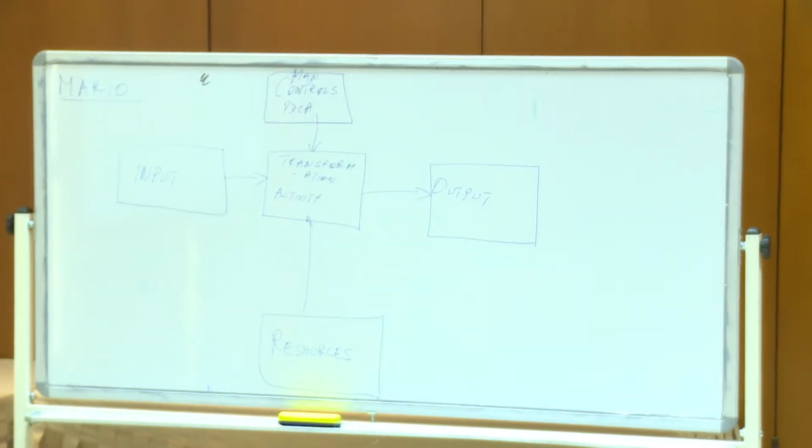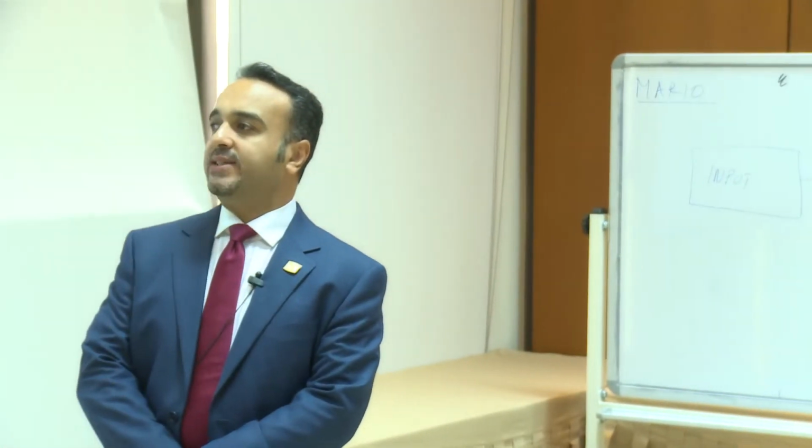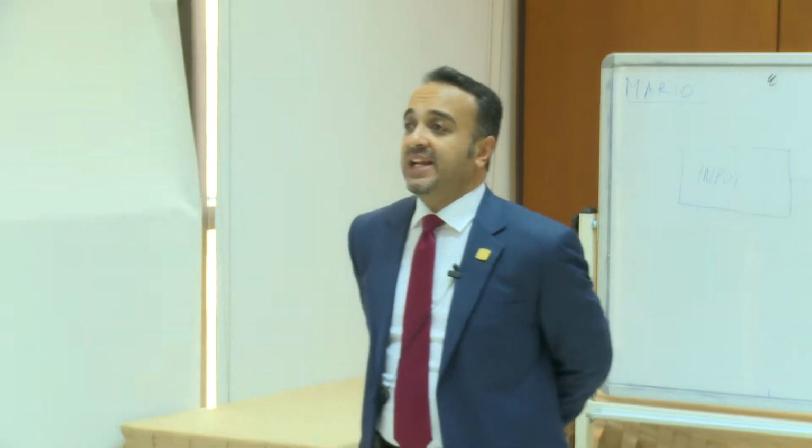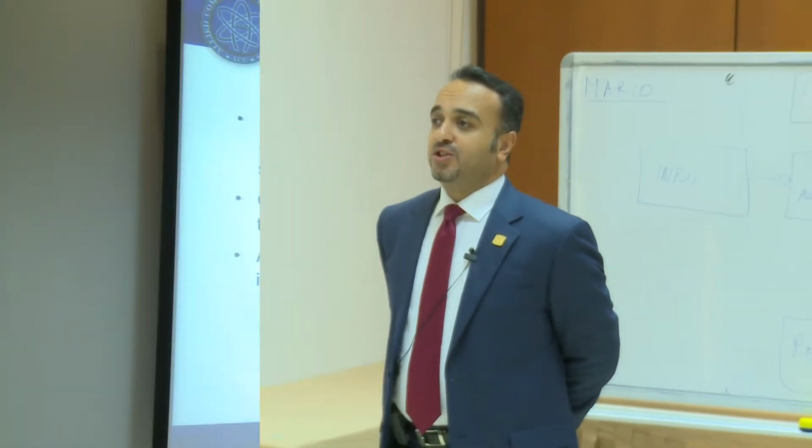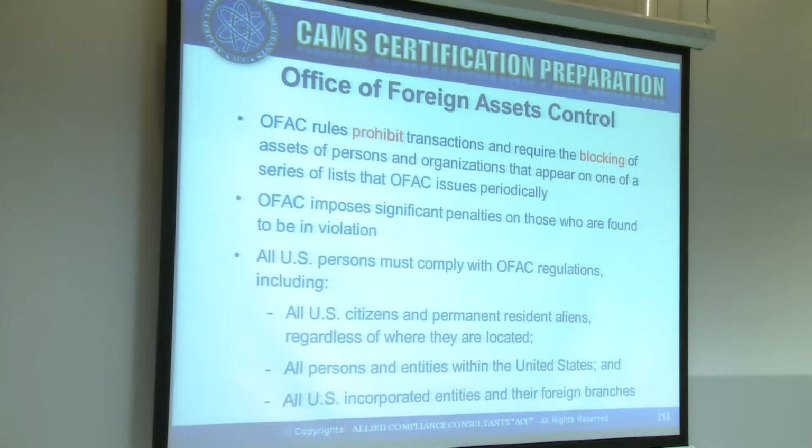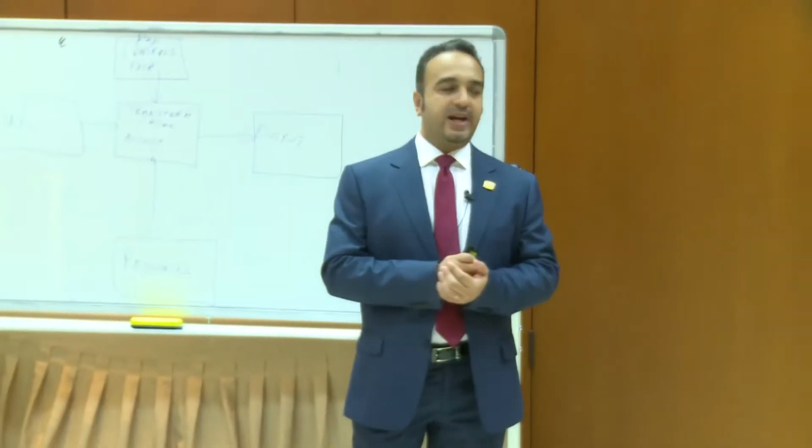The US persons must comply with OFAC regulations, including all US citizens and permanent resident aliens, regardless of where they are located. They love the word aliens, I don't know why. NRA, non-resident alien, permanent resident alien. So as far as you're not American, you are an alien. All persons and entities within the United States and all the US incorporated entities and their foreign branches must comply with OFAC regulations.